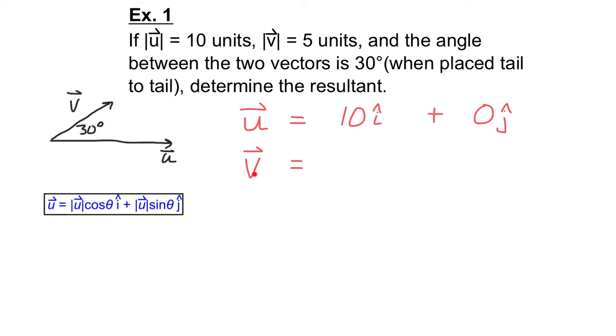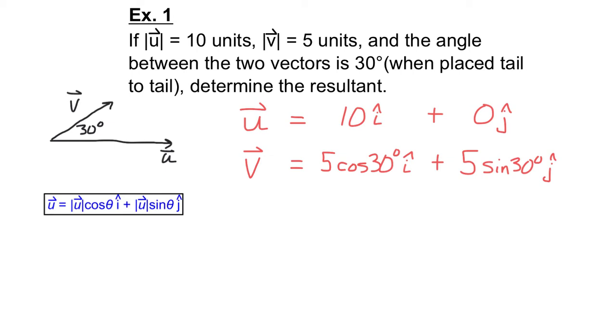Okay, so for vector v, the x component is the magnitude of the vector multiplied by the cosine of the angle, which is 30 degrees. So this is the x coordinate of vector v. Now the y coordinate is the magnitude of my vector multiplied by the sine of my angle. So 5 sine 30 degrees times j hat is the y component of my vector.